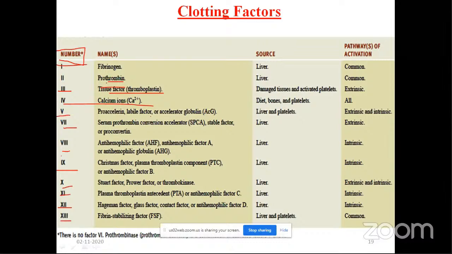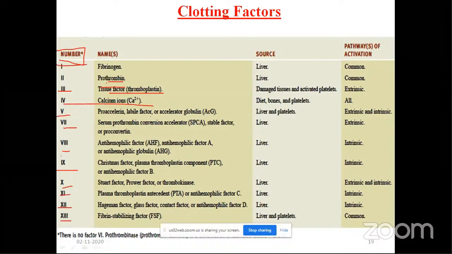Factor number 8 is anti-hemophilic factor. You know, hemophilia is a disease which is responsible for delayed clotting of blood, and it occurs due to deficiency of factor number 8. And this factor number 8 is therefore known as anti-hemophilic factor or anti-hemophilia factor A. Its deficiency causes the classical hemophilia, or hemophilia A.